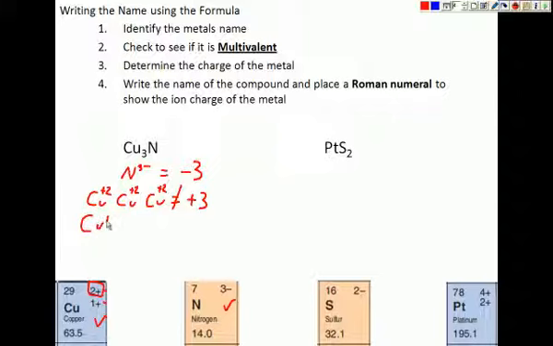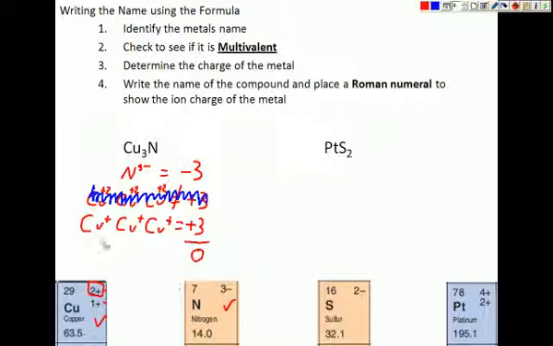It must be Cu plus, because that does equal 3. So this is not the ion that we use. This is the ion we use, Cu1 plus, because that gives us a total charge of 0.